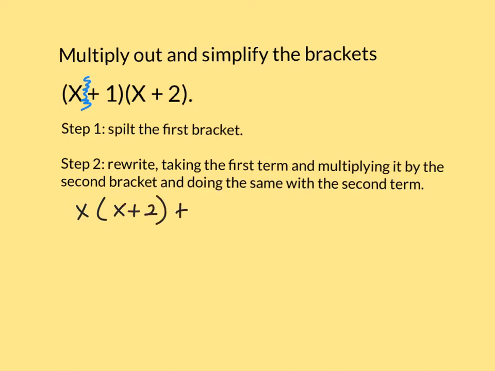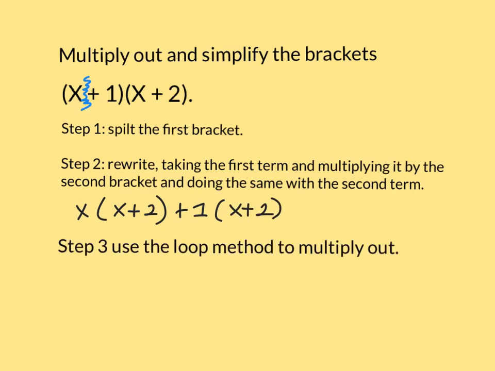So again, I'm doing the same with the second term. So the plus 1, and I'm going to take it, multiply it by all of that second bracket, x plus 2. So my step 3 then is just to use the loop method to multiply out, and we've looked at this in class. So what I'm going to do is take that x and multiply it by x. When I do that, I get x squared. I'm going to take that x and multiply it by plus 2, so I get plus 2x. And then for the second one, I'm going to take that plus 1, multiply it by x, so I get plus x, or 1x, and then the plus 1 by plus 2, that's going to give me plus 2, because remember, we're multiplying here.